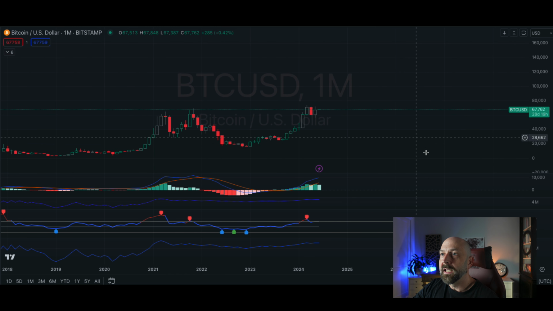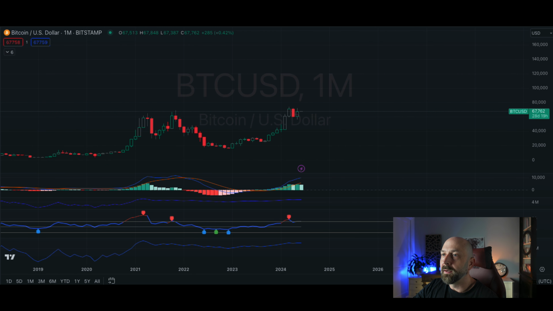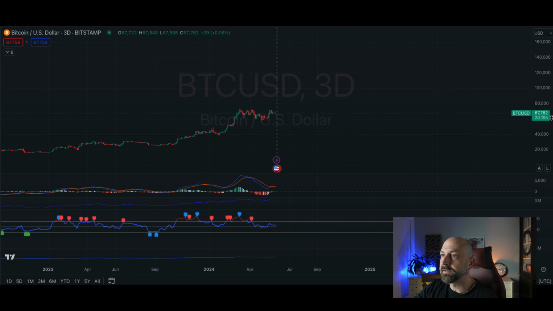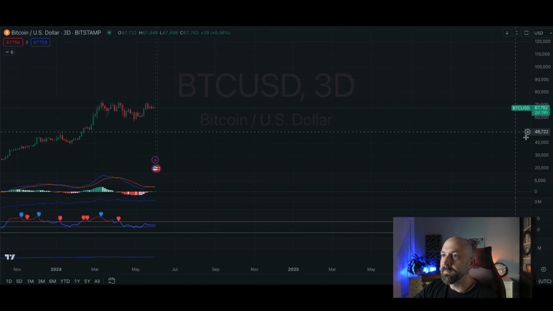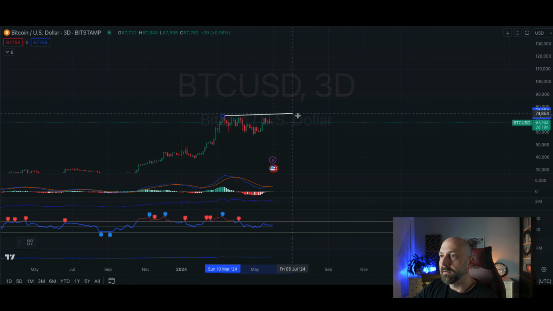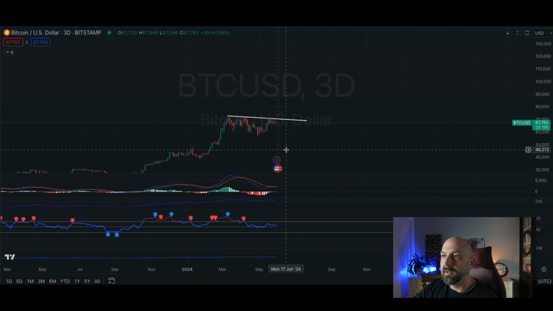So if we look at some of your smaller time frames, like if we look at a 3-day, Bitcoin's making a really nice head and shoulders pattern here, which I don't mind, which is something like this.